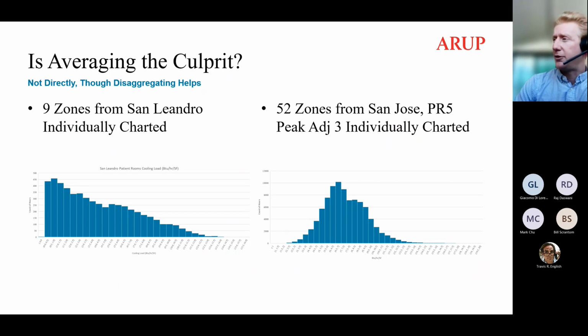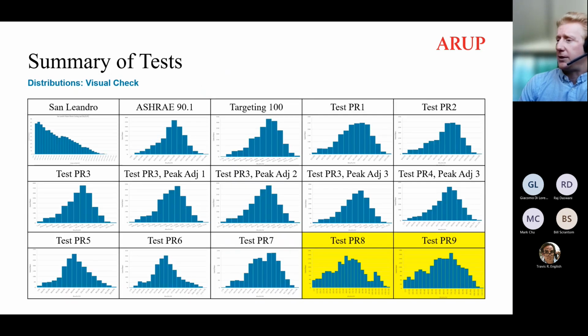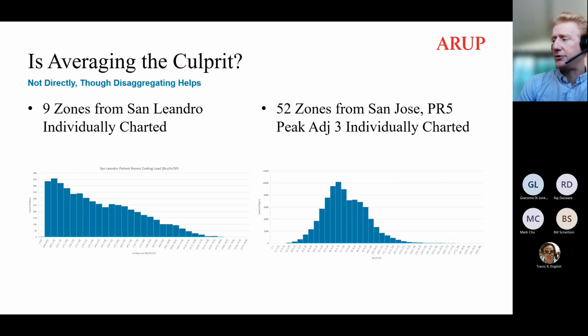averaged shape. So if I click back for a second and we look at this lower left value here that says PR5, you see that it looks like a fairly normal distribution. And when we disaggregate that, it does shift a little bit towards the lower end of the distribution, but it still maintains a fairly normal shape. It doesn't get close to what, for instance, the San Leandro data looked like.